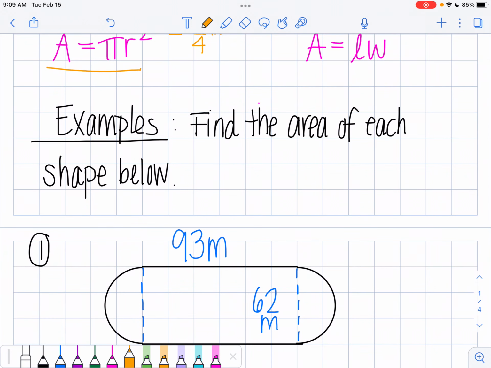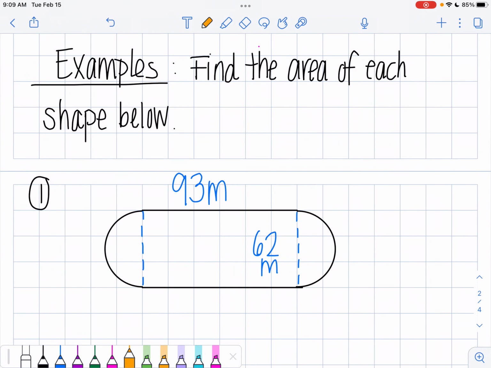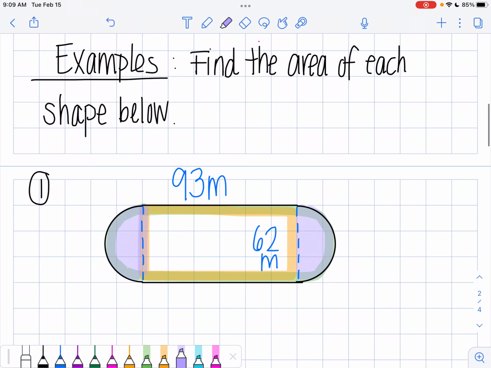So we're going to find the area of each shape below. So here's our first one. This looks something like a track that you would run on for track and field. So we want to find the area of this whole shape here. You can see it's made up of the rectangle here, and then we have these 2 semicircles, here and here. Because these 2 semicircles are on this rectangle and share this side, these 2 semicircles actually make up a whole circle.